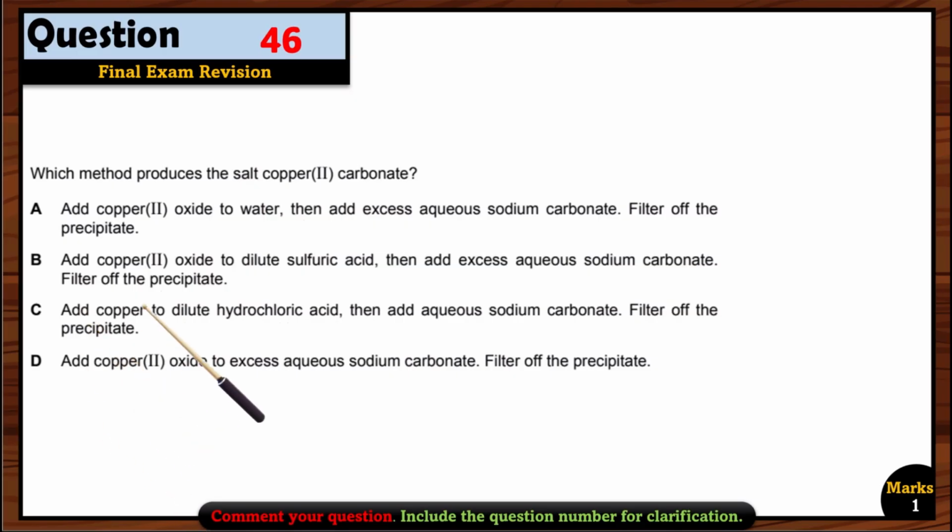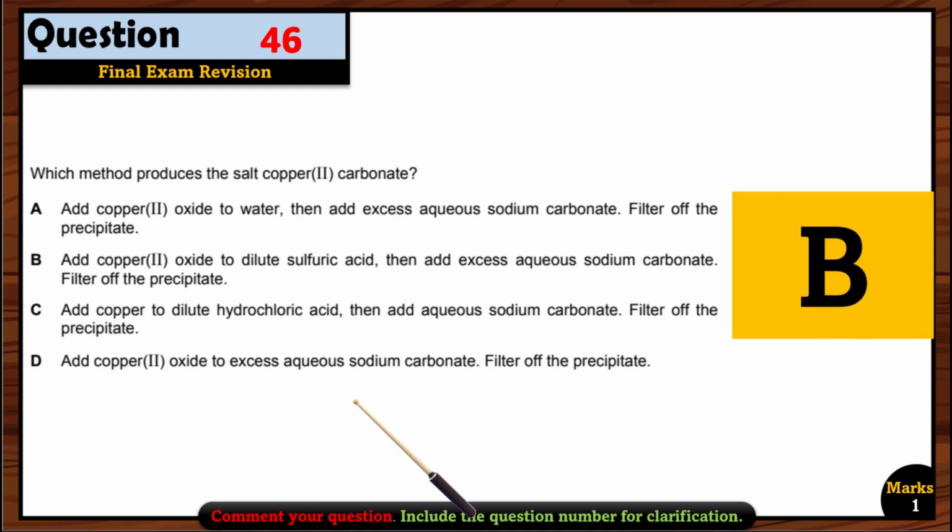Why not C and D? Copper cannot react with dilute HCl, okay, right? So that's why this option is wrong. Add copper oxide to excess sodium carbonate. Again wrong, because they both are base in nature, okay? So they cannot react with each other. So that's why option B is the only right option here. So option B is correct.